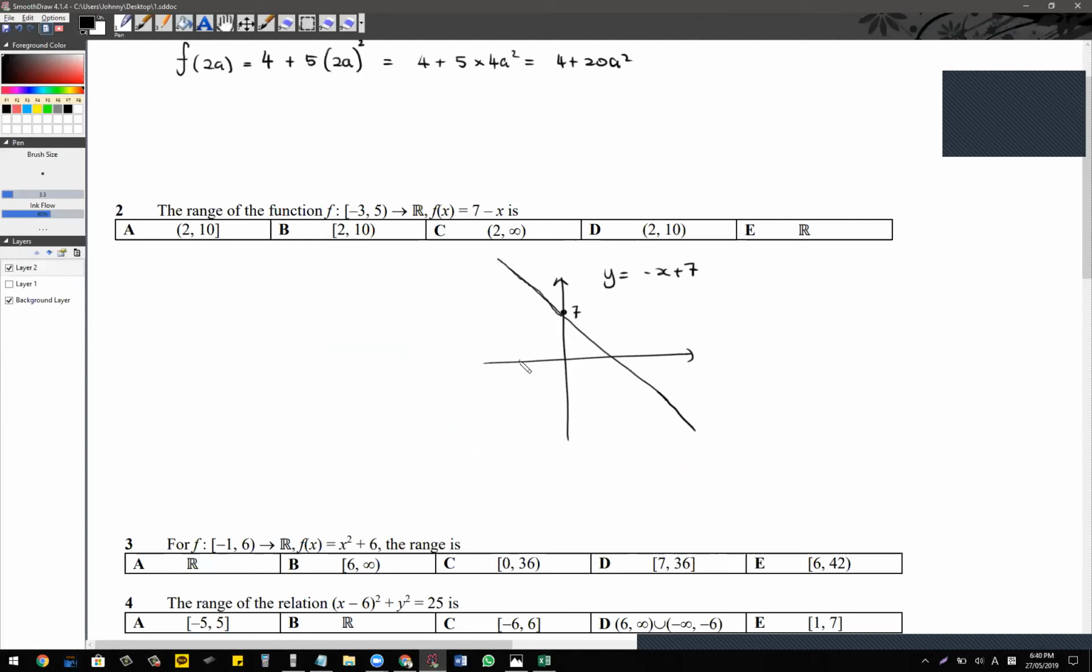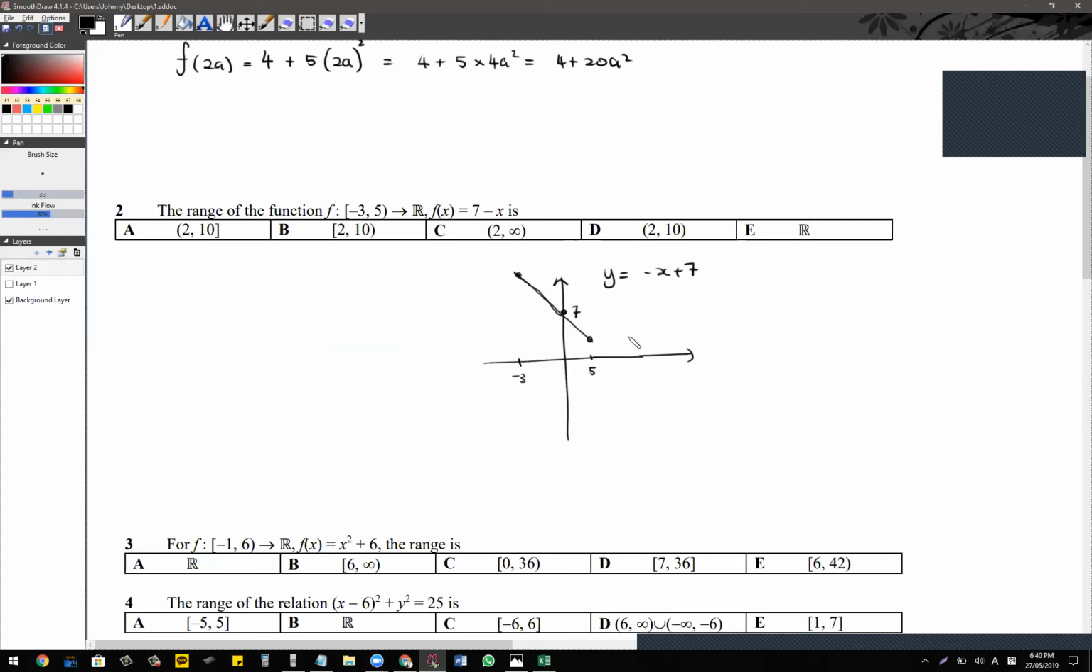So -3 is here, and 5, I think if we plug in 5 there, you get -5 plus 7, which is 2. So still in here, 5, this is 7 here, because when x equals 7, -7 plus 7 is 0. So the x-intercept is 7. So 5 is over here. So we get this point and this point. So we just have to get rid of everything from there to there.